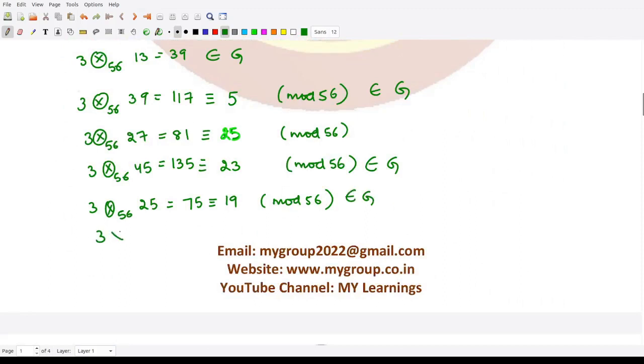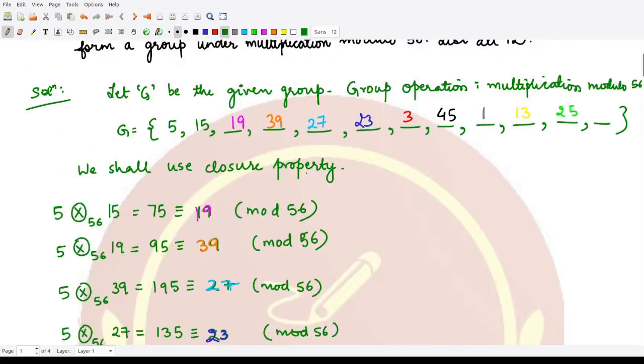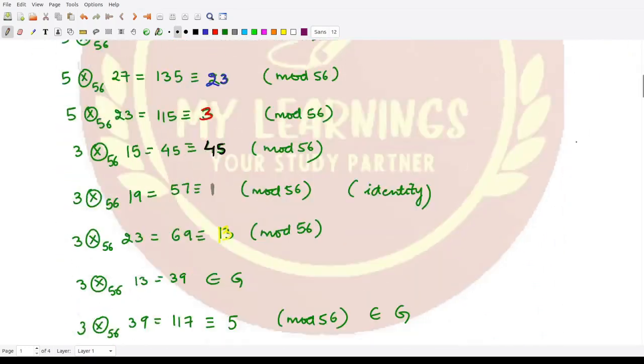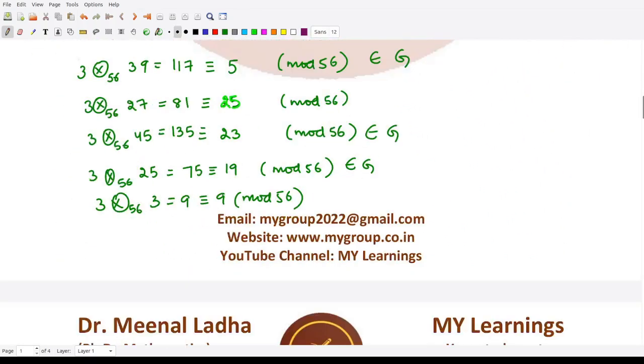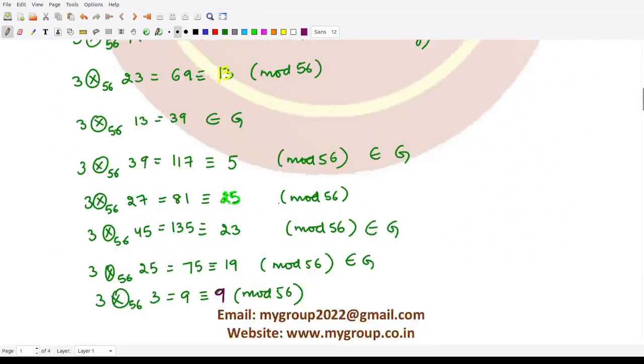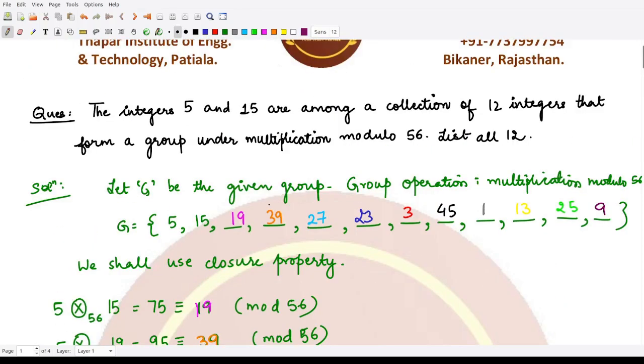So what about 3 with 3? That should also be present within our group. That is 9, which is equivalent to 9 mod 56, because 9 is smaller than 56. And surprisingly here 9 is not present with us. Hence we can write 9 here, which is the last member of our group. So this 9 is a member of our group. So we have obtained all the elements here for our group, and this is what we wanted here.